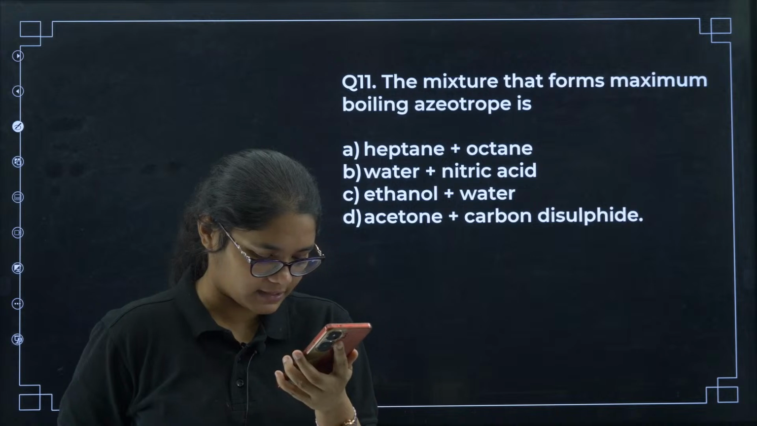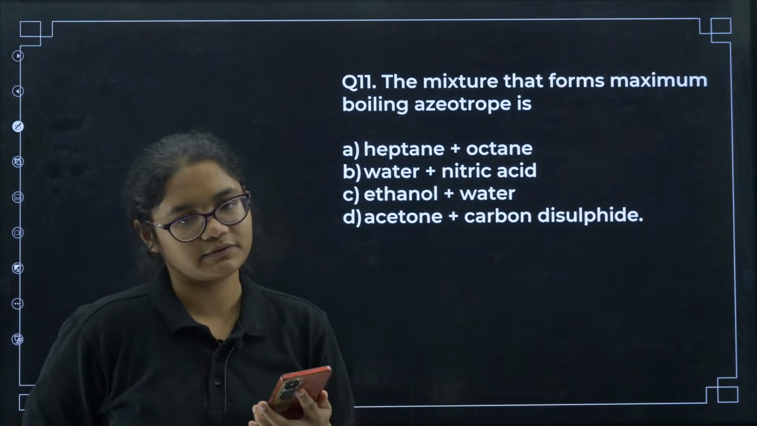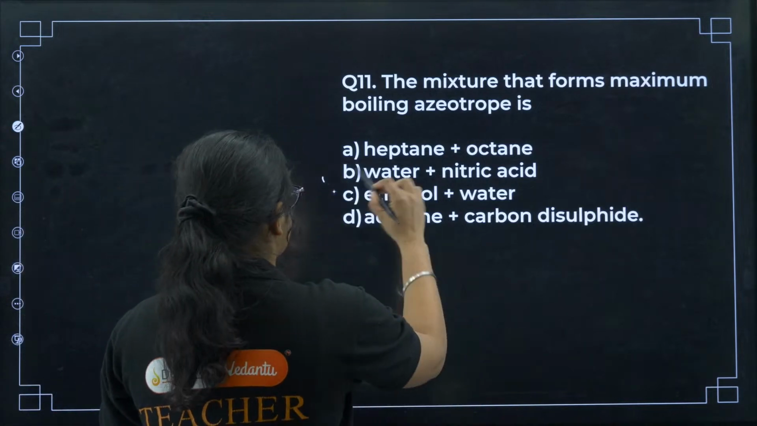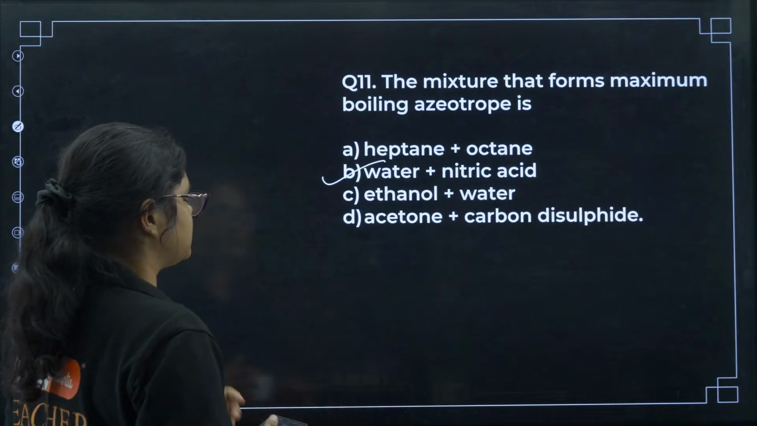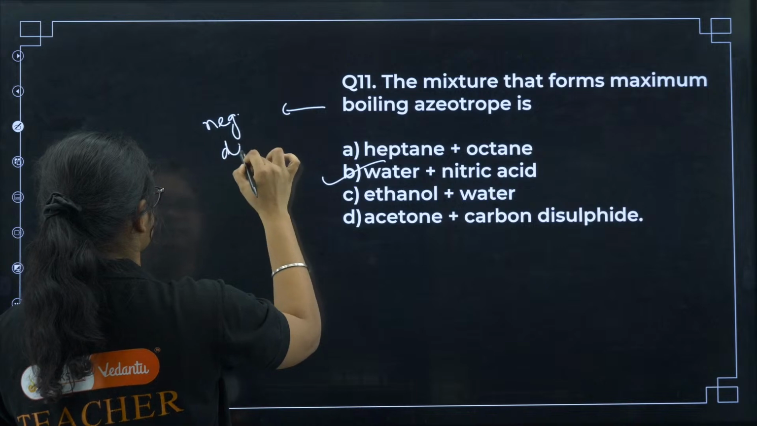Yes, Balasubramanya, we will do whatever is required. Numericals will also be coming, do not worry. Yes, water plus nitric acid is the correct answer. It gives you maximum boiling azeotrope and it gives you negative deviation.